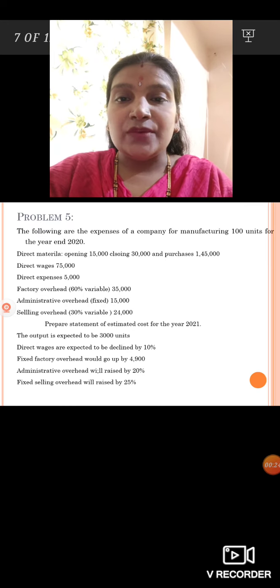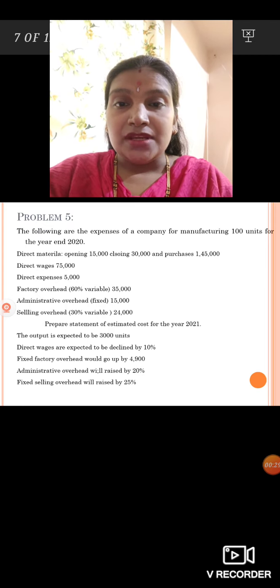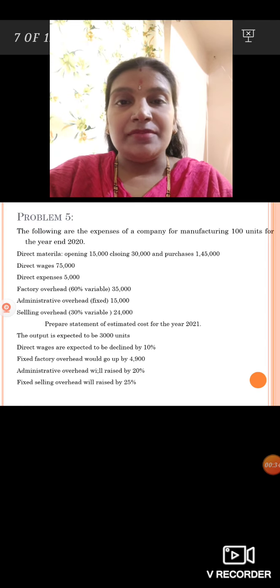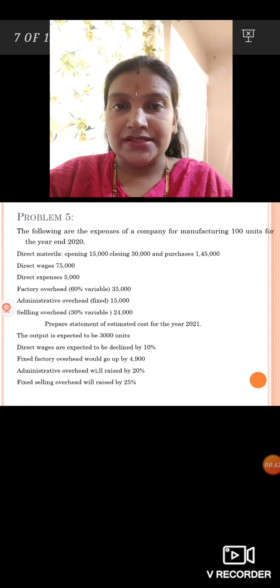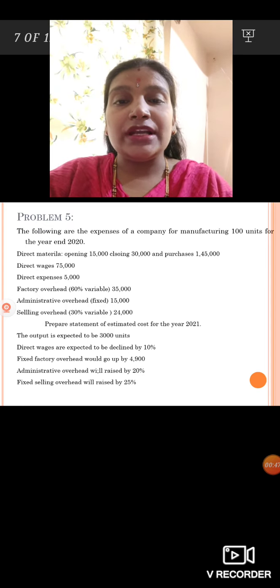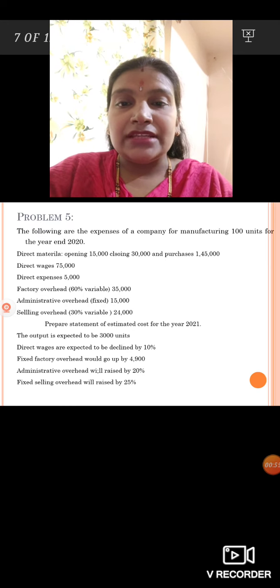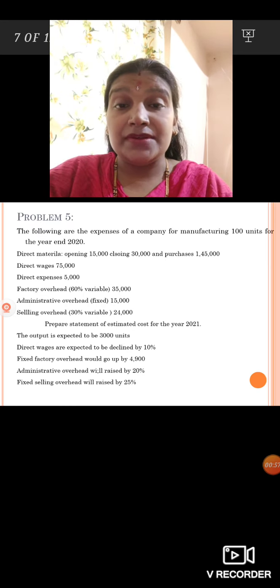Then direct wages we have 75,000 here. Direct expenses you have 5,000, means direct expense also you have here. Then factory overhead is 60% variable, means the remaining 40% is fixed. It is clearly given: 60% variable means 40% is fixed. 35,000 is the total factory overhead. Then administration overhead is completely fixed, 15,000, which means it will not change according to your production. Then selling overhead is 30% variable, means the remaining 70% is fixed, 24,000 you have.